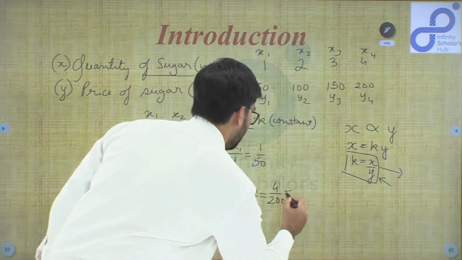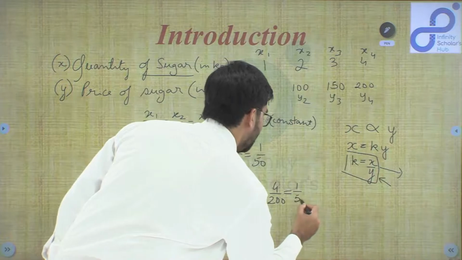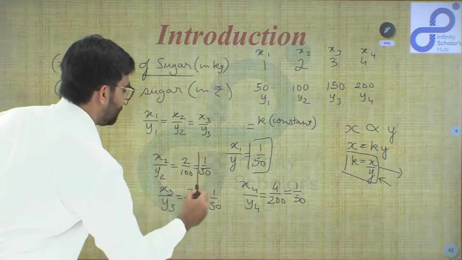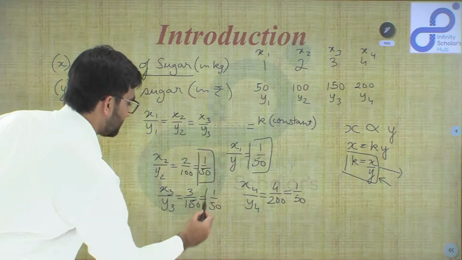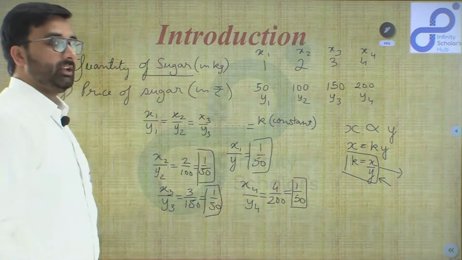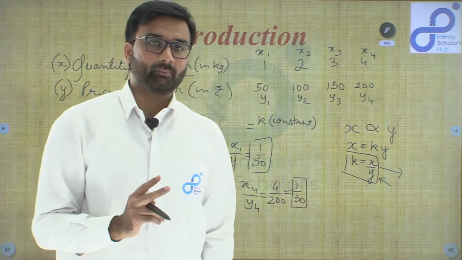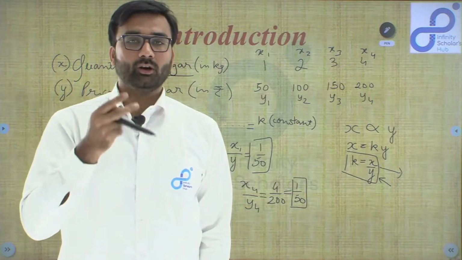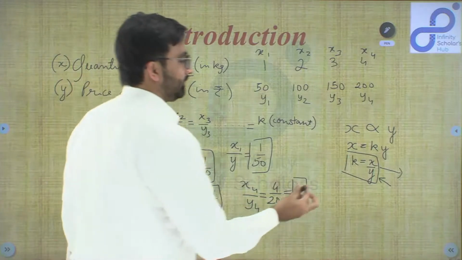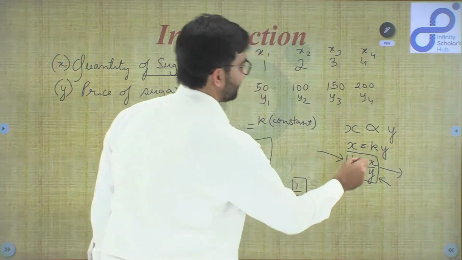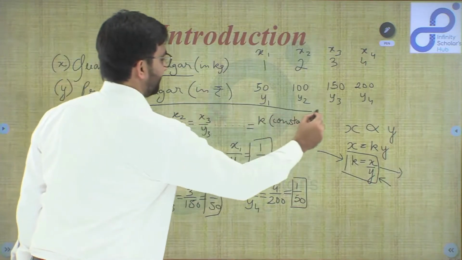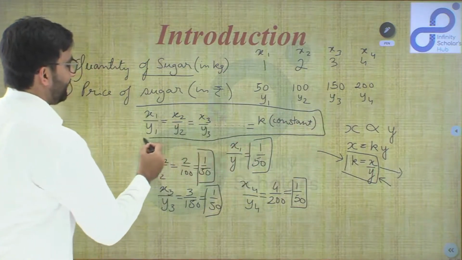So this will again be equal to 1 by 50. Now see, the value of x1 upon y1, the value of x2 upon y2, the value of x3 upon y3, and the value of x4 upon y4. Whenever two quantities are in direct proportion, the ratio of the two quantities will always be equal to a constant, and that is why we have written k is equal to x upon y. For direct proportion, you can remember this condition and apply it in your sums.